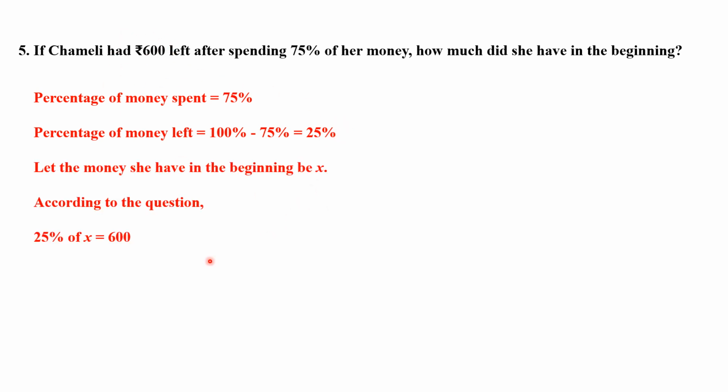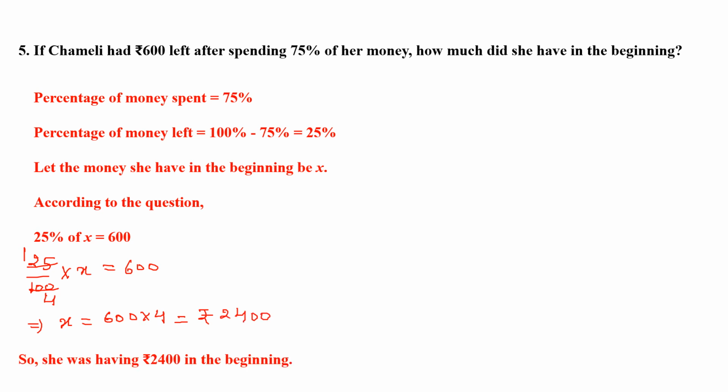Now I'm going to solve it. 25% means 25 by 100 multiplied by X, which equals 600. Now simplify: 25 times 1, 25 times 4, and from here X will be 600 into 4, which is 2400 rupees. So Chameli had 2400 rupees in the beginning. Clear?